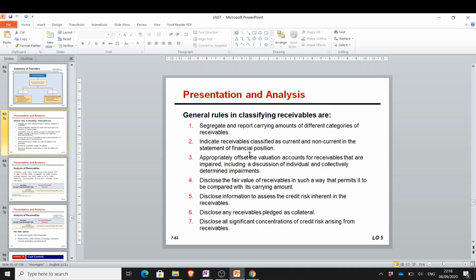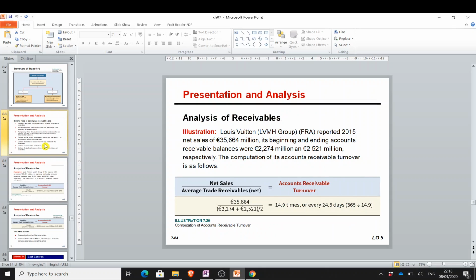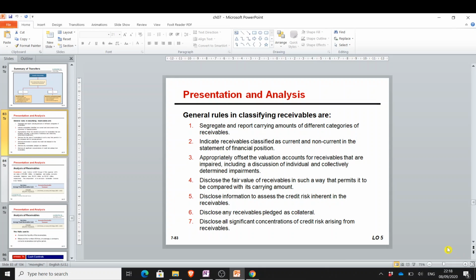So this is the end of our chapter. The presentation and analysis you can cover by yourself by looking at the slides or the book, and the practices by Indonesian corporations through the internet. You may check the annual reports of Indonesian corporations so that you can learn how corporations in Indonesia present and disclose their account receivable and notes receivable.